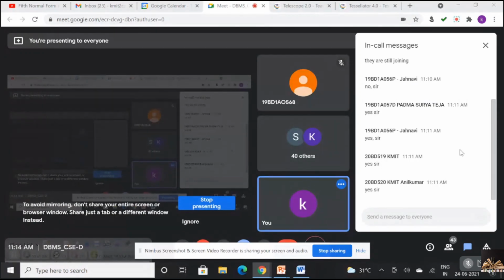1NF removes multiple values with respect to a field of a table. So there's no concept of multiple values. 2NF eliminates the concept of partial dependency. 3NF eliminates the concept of transitive dependency. Along with being in 2NF, it eliminates transitive dependency.